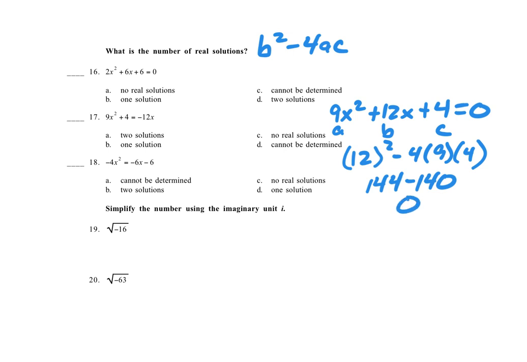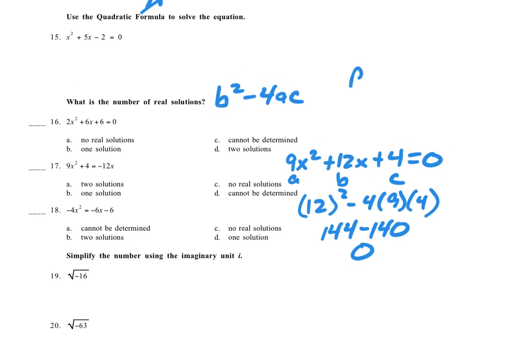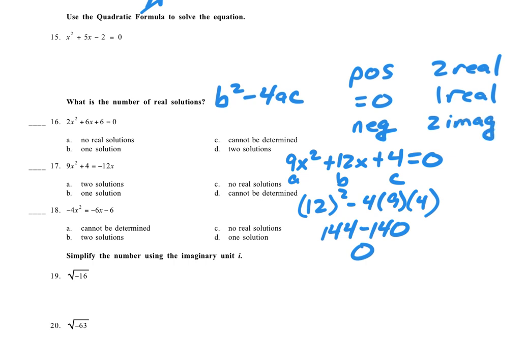Which is 0, okay? If I get a positive number, I have two real solutions. If I equal 0, I have one real solution. And if I get a negative number, you get two imaginary solutions, which are not real.